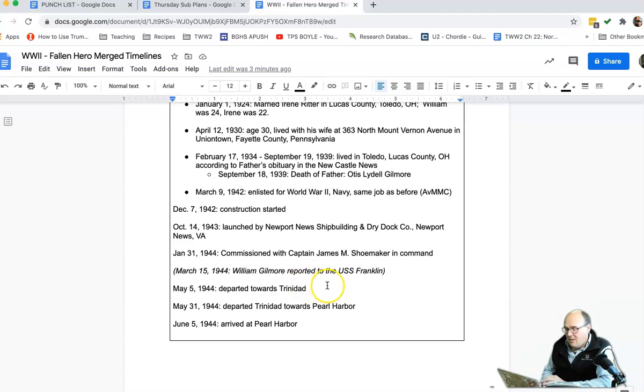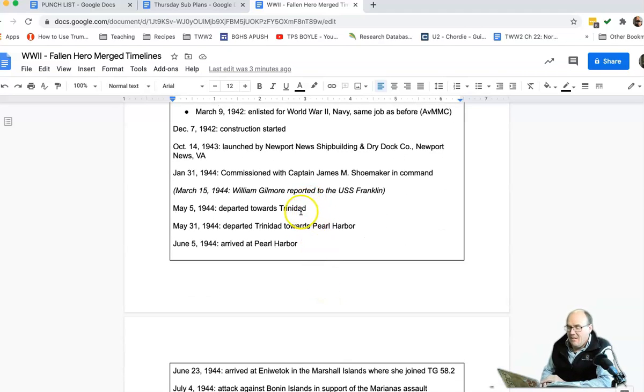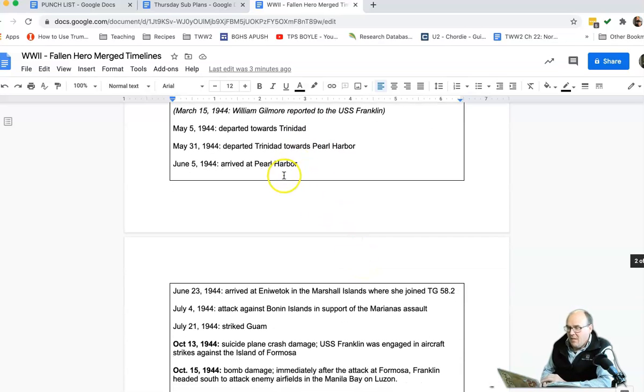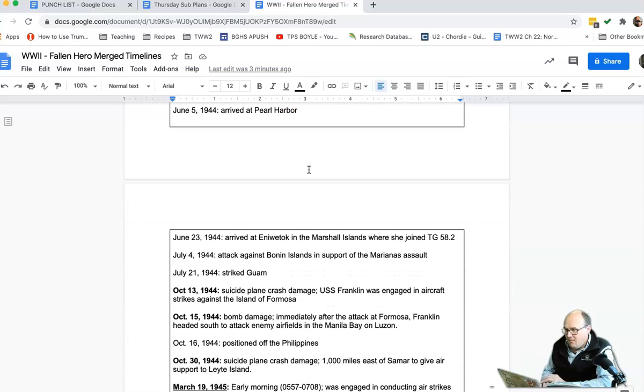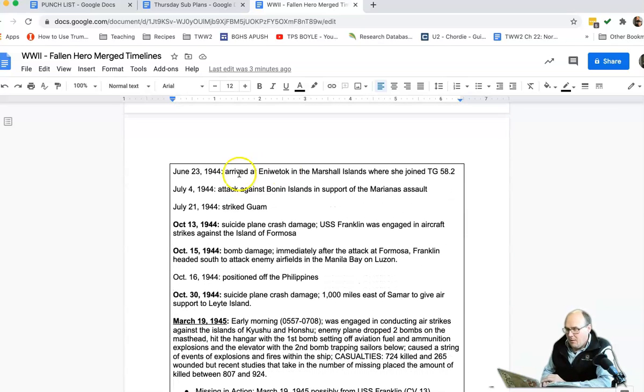The ship left the U.S. East Coast and went towards Trinidad, and then from Trinidad went through the Panama Canal to Pearl Harbor. They arrived at Pearl Harbor in June of 44, and then deployed forward. On June 23rd, they joined Task Group 58.2 in Eniwetok in the Marshall Islands.